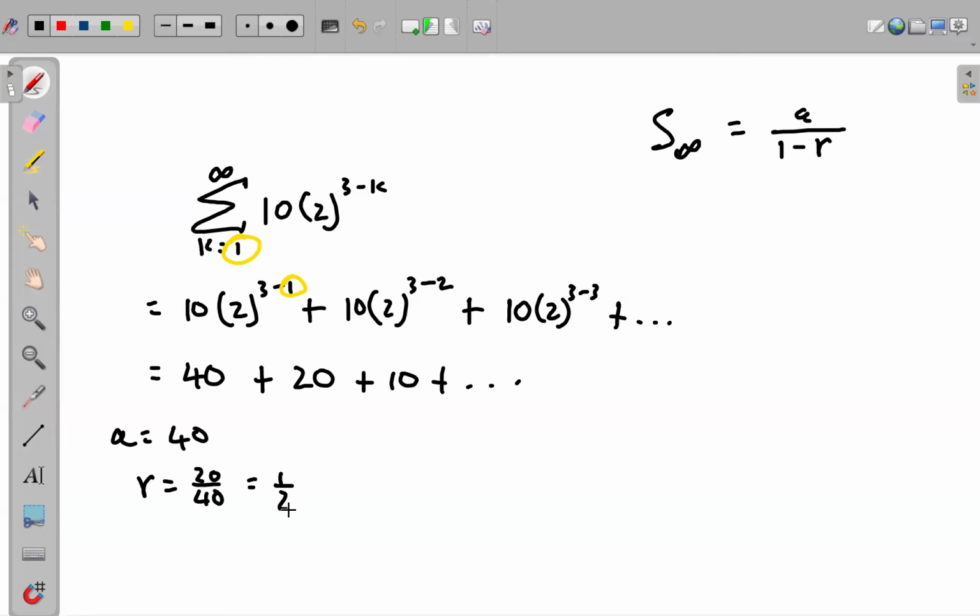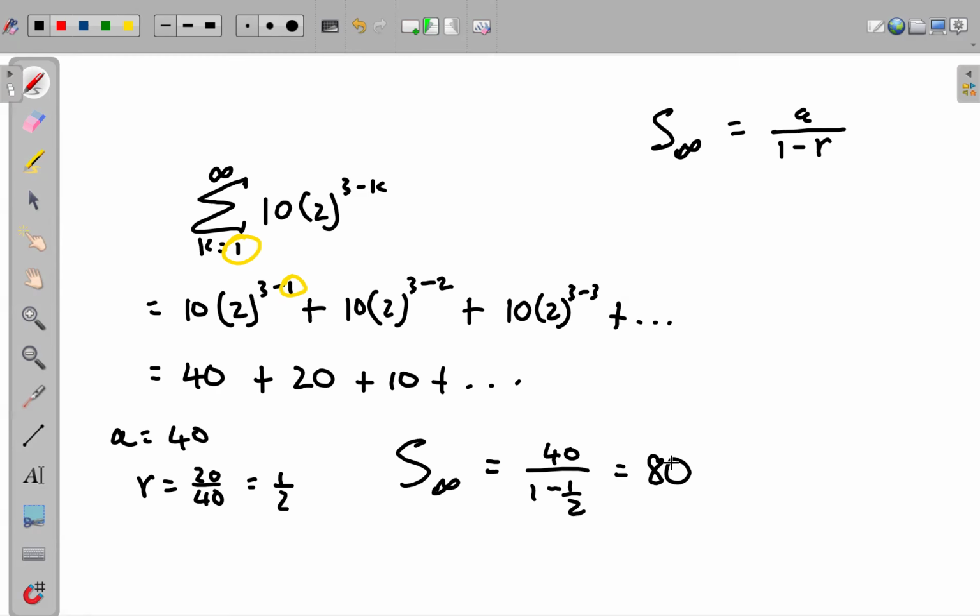So now you know this. That means the sum to infinity is 40 over 1 minus a half. 1 minus a half is a half. 40 divided by a half is equivalent to multiplying that 40 by 2. So the sum to infinity here is 80. So that's how you would have worked this one out.